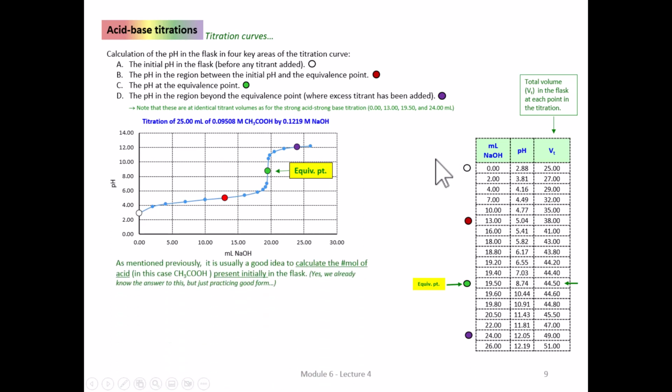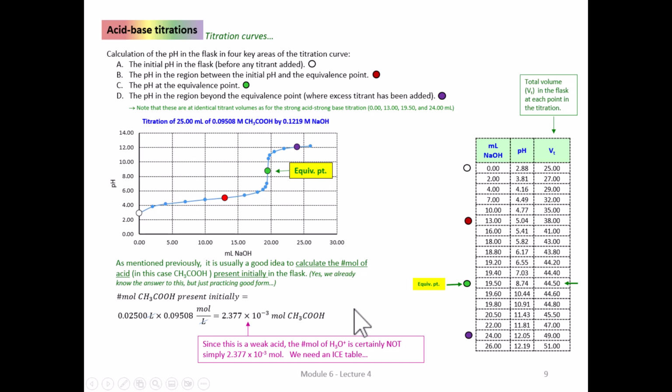Now, as mentioned previously, it's usually a good idea to calculate the number of moles of acid, in this case acetic acid, present initially in the flask. And yes, we already know the answer to this, but in practicing good form, we'll go through the calculation. The number of moles of acetic acid present initially would be the volume times its concentration, 2.377 times 10 to the minus 3 moles of acetic acid.